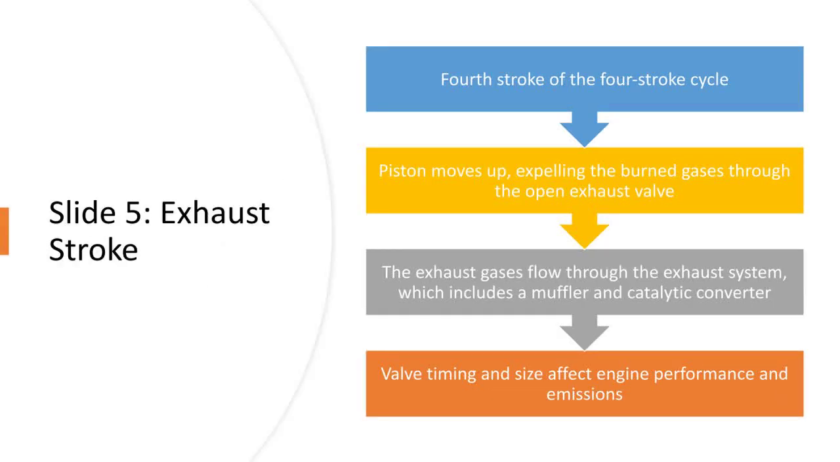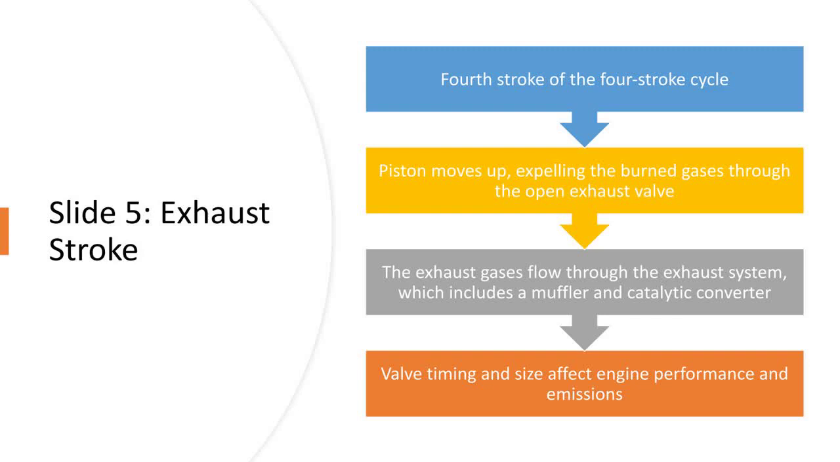The exhaust stroke is the fourth stroke in the combustion cycle of a car engine. During this stroke, the piston moves up, expelling the burned gases from the previous combustion cycle through the open exhaust valve. The exhaust gases flow through the exhaust system, which includes a muffler and catalytic converter.